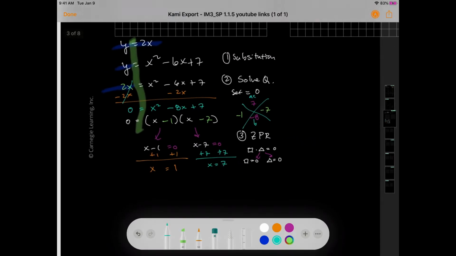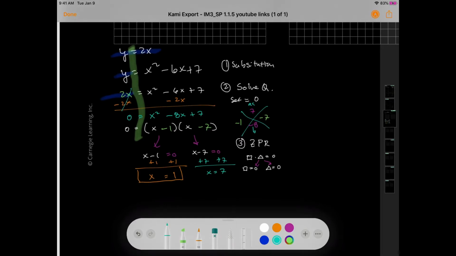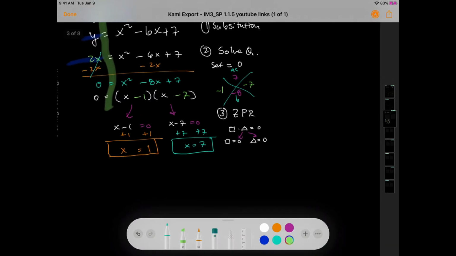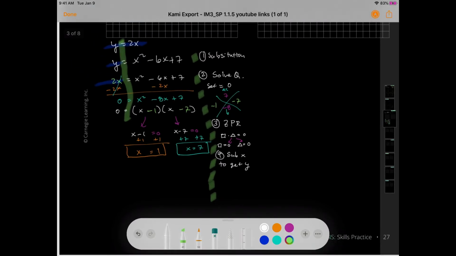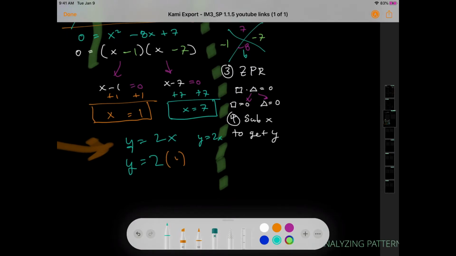What does this mean for us? I'm doing steps over here on the side. My next step is to substitute x to get y, because we want a y value. I'll use the equation y equals 2x, and we're going to do this twice. Y equals 2 times 1, and with x equals 7, y equals 2 times 7. Doing that, y equals 2 here.